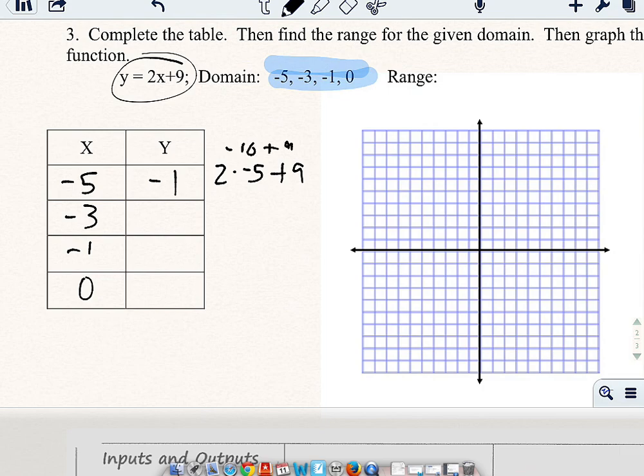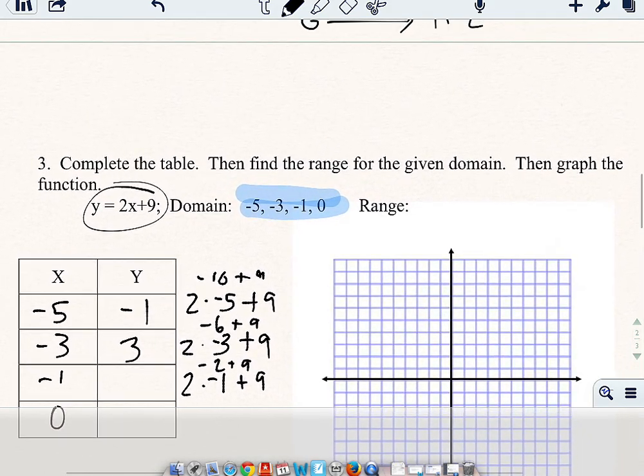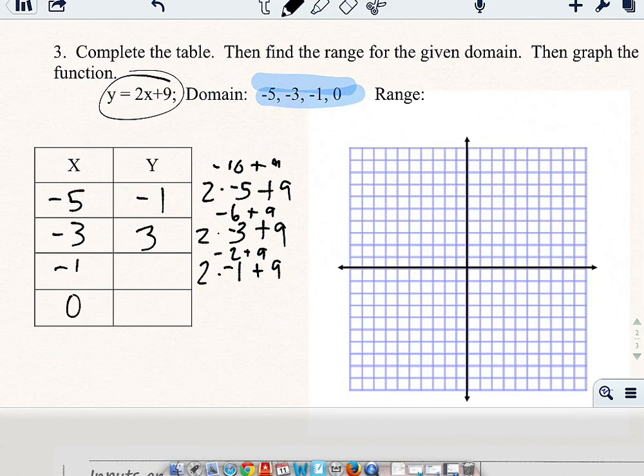Okay, I'll do it for the next one. 2 times -3 plus 9. 2 times -3 is -6, plus 9 is +3. 2 times -1 plus 9. 2 times -1 is -2, plus 9 is 7. Sorry, 7. And then 2 times 0 plus 9, that's easy. 2 times 0 is 0, plus 9 is 9.